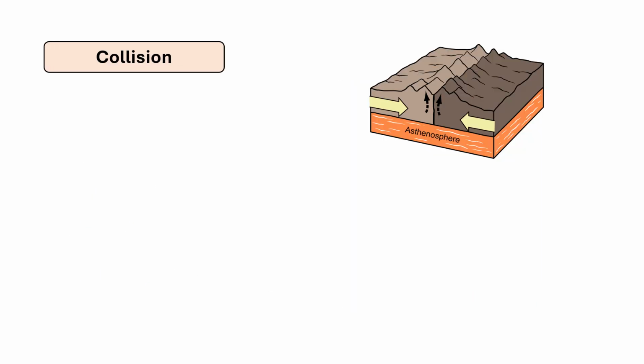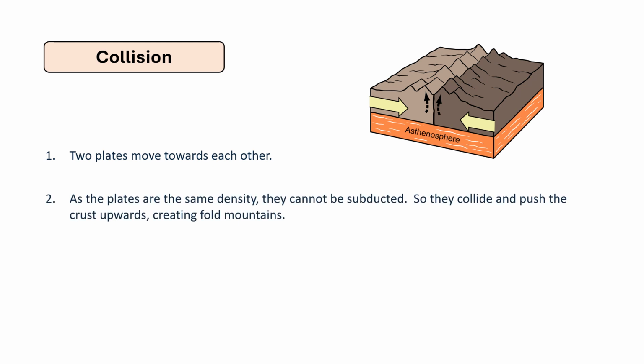Last but not least, collision. So this again is a type of convergent plate boundary, so the plates are moving towards each other. What's different about these is we don't get any subduction. The plates are the same density, so rather than being subducted, they collide and they push the crust in between upwards, creating what we call fold mountains, which you can see happening in the picture.